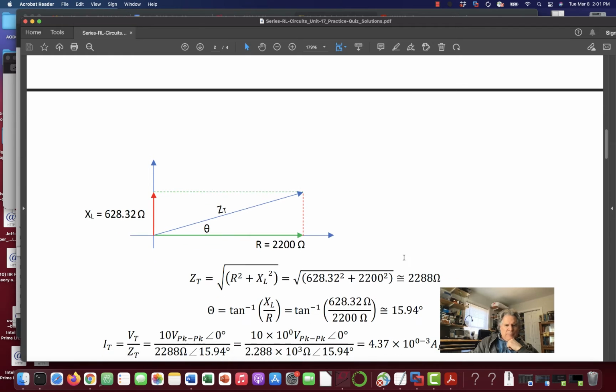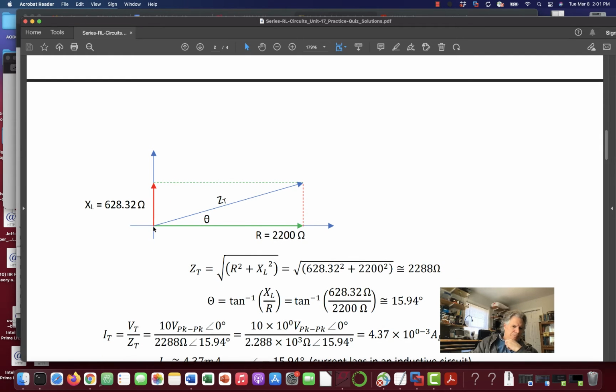Once again, when we make our impedance chart here, this construction, inductive reactance is on the reactance axis, or the imaginary axis, and inductive reactance points up. If we had capacitive reactance, it would point down. So I have a resistor value of 2200 ohms, and I have an XL inductive reactance of 628.32 ohms, and I build my two components, and the resultant vector is, right, let's do our calculation here.